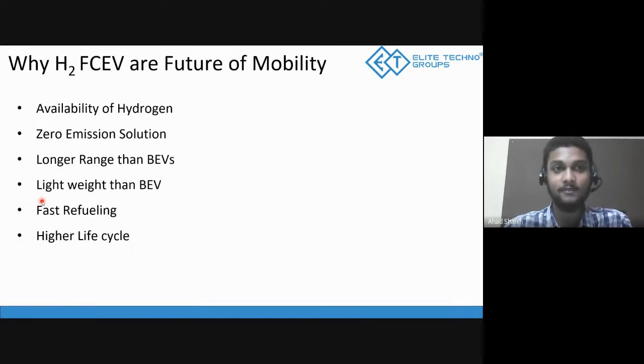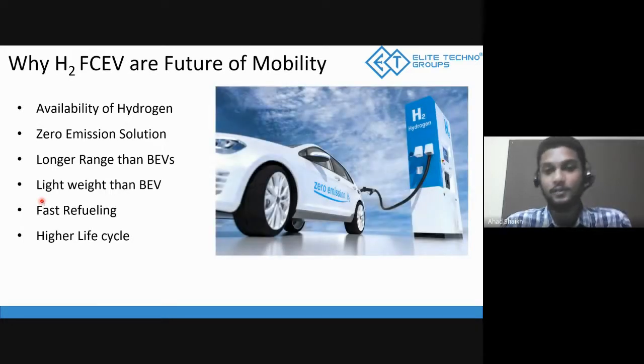So we'll see why the hydrogen fuel cell electric vehicle can be considered as a future of mobility. We all have been talking about electric vehicles as the future of mobility, battery electric vehicles, but they are not the future. They have now become the present, and people are adopting, buying and using electric vehicles. So what exactly could be the future? We have started using battery electric vehicles now, but there are a few advantages of hydrogen fuel cell electric vehicles over battery electric vehicles. So we'll see them.